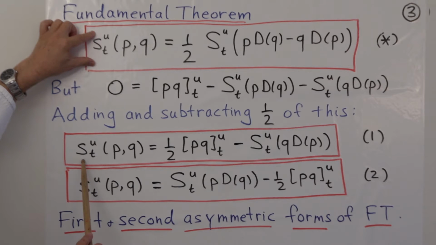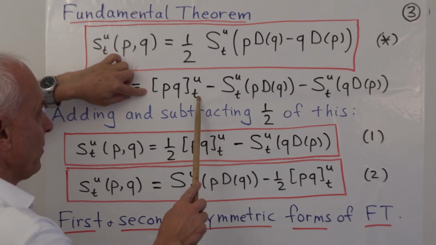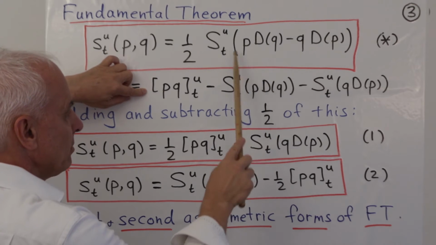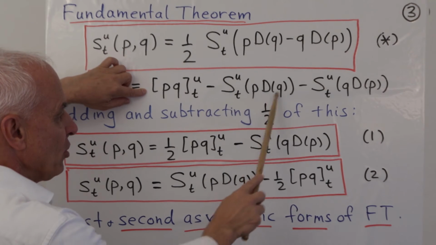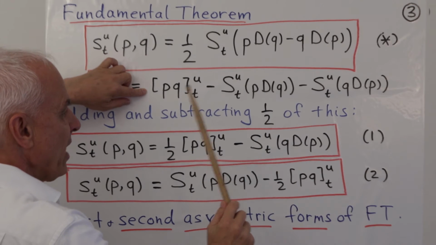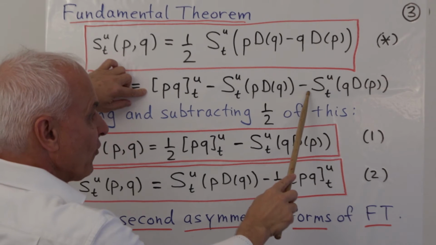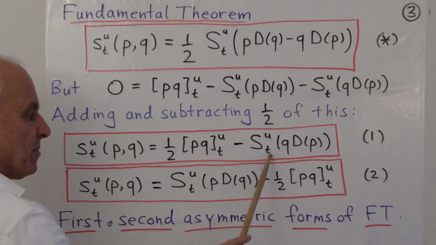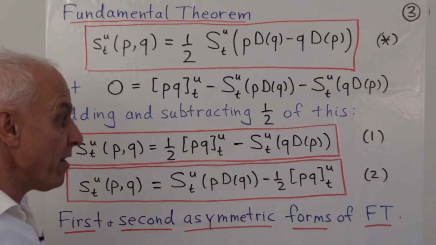Well, the left-hand side is still s from t to u of pq. And when we take half of this, we'll get a half of pq from t to u term. Now half of this added to this will get rid of that term because there's already a half in front of the p dq. So there will be no more term like this. On the other hand, when we take this minus q dp term and add half of this one, they're equal. So we're going to get just a single s from t to u of q dp. The two halves combine to give us a coefficient of 1 there.